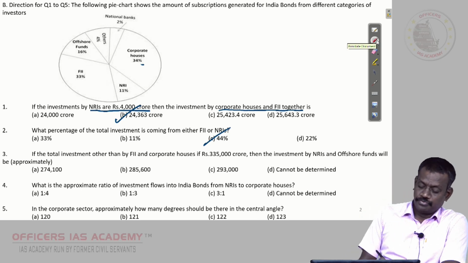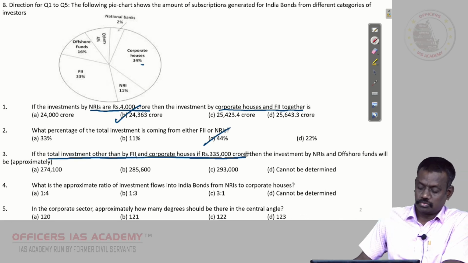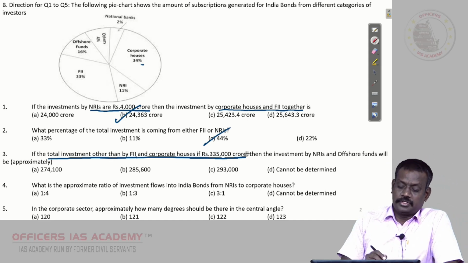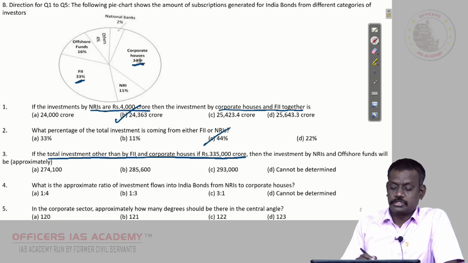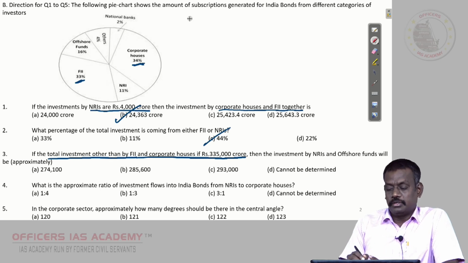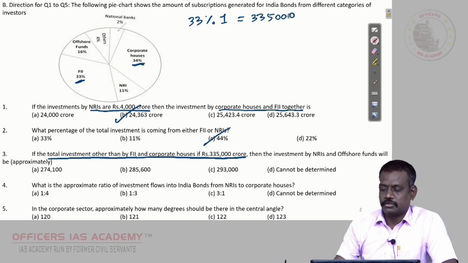And next, if the total investment other than by FII and corporate houses is 335,000 crore. Total investment other than by FII and corporate houses. You know FII is 33, corporate houses is 34. So out of 100, 67 is over, the remaining 33%. So 33% of investment is 335,000 crore.